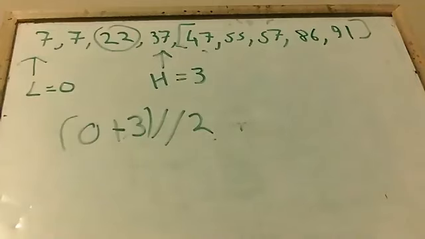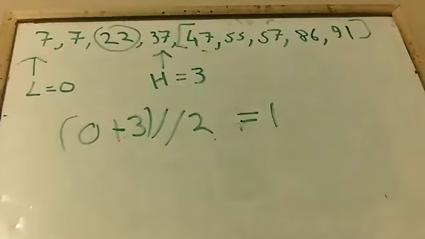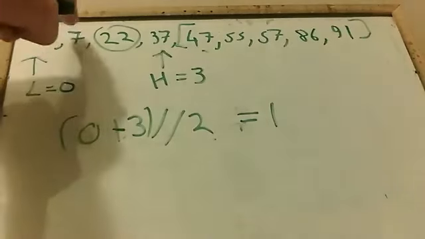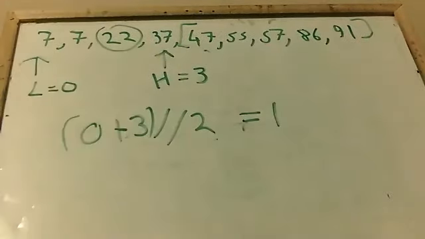Okay, so 0 plus 3 divided by 2 is the same as 3 divided by 2. The integer part is going to be 1. Okay, because it's 1.5, we just want the integer part. So the value in position 1 is 7, which is not the one we're looking for. Okay, so what do we do next?